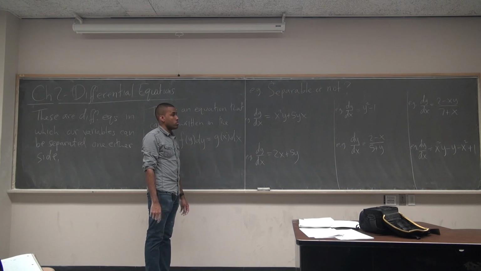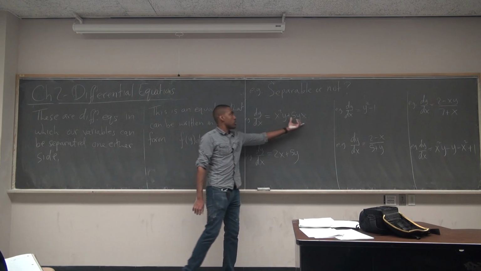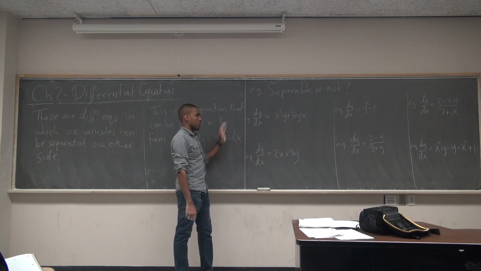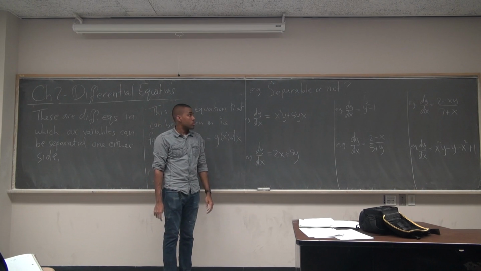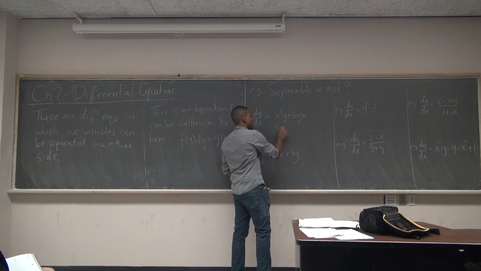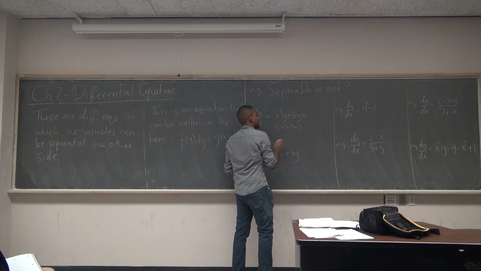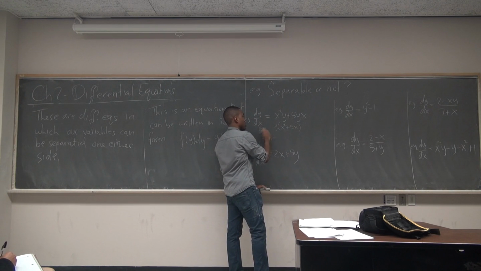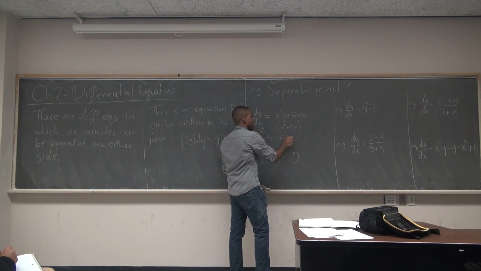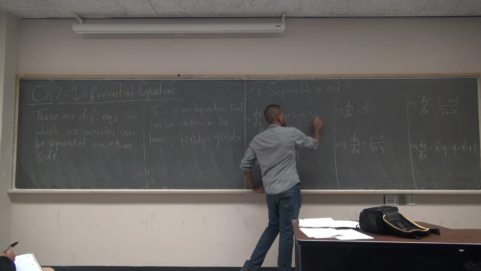The first one is separable. How do you know? Because you can factor out a y. I could factor out a y, I get x squared plus 5x, and then divide by y. So I get 1 over y dy, multiplied by dx, I get x squared plus 5x dx. So yes, this one is actually separable.